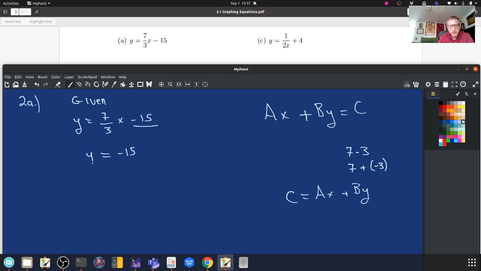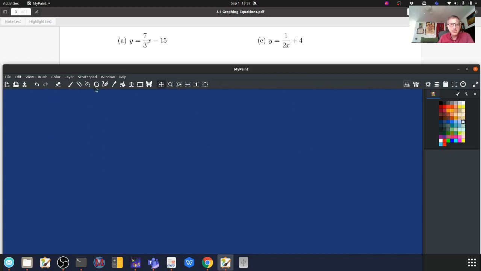The y is on the right side, so I need to move the 7/3 x term over. When I do so, it becomes negative, and I'm adding that to y. So in this case, this is ax plus 1y is equal to minus 15. So we see that this is a linear equation in the variables x and y. Let's skip and do 2c because they're right side by side.